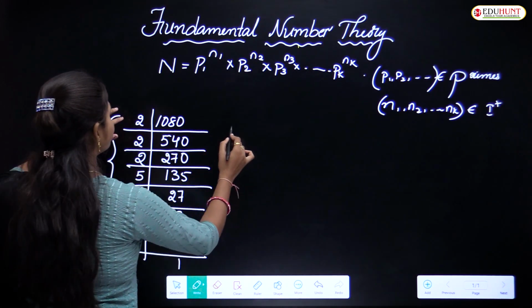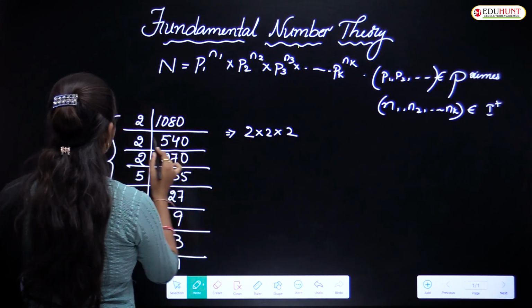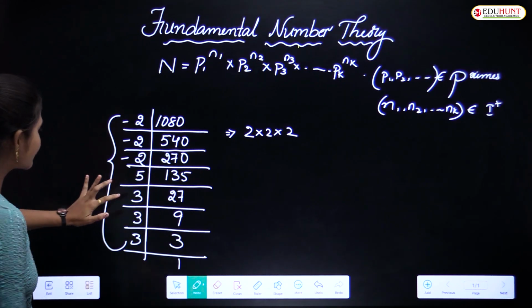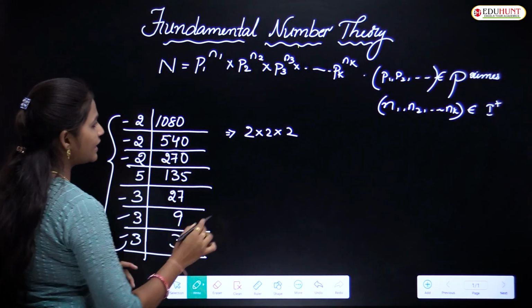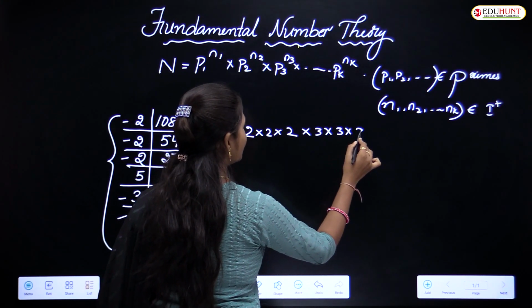See that, 2 into 2 into 2. How many times is 2 there? 3 times. So I have written it 3 times. Next, 1 2 3. 3 is there 3 times. In order I am writing 3 into 3 into 3.